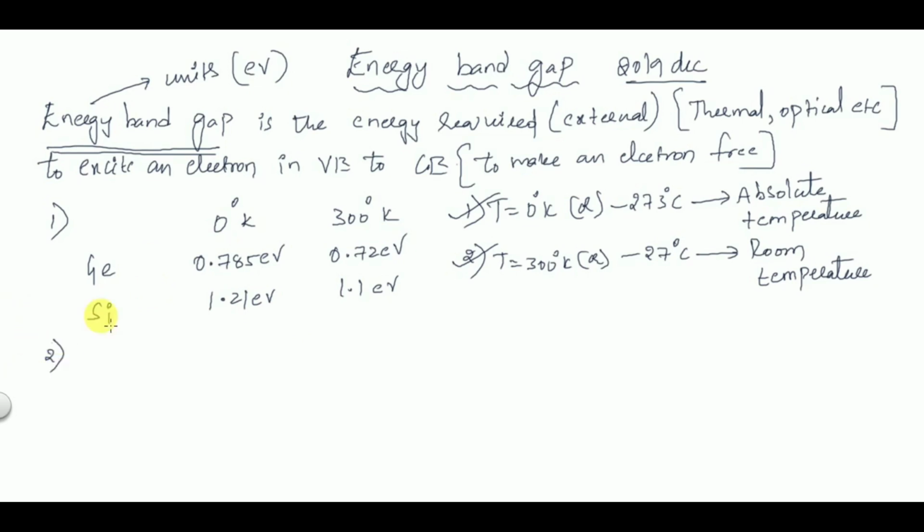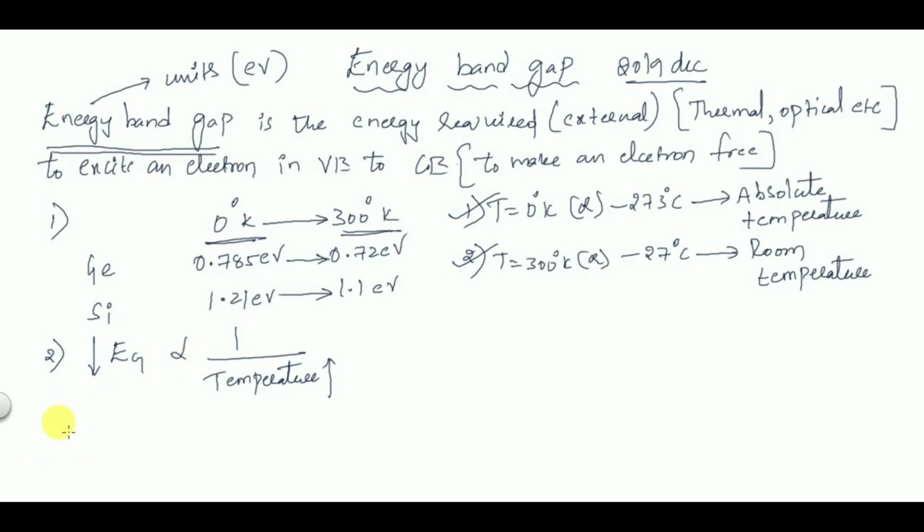The second point which you have to remember is, as you see from this table, as temperature increases from 0 degrees Kelvin to 300 degrees Kelvin, the energy band gap decreases. So the second point is energy band gap is inversely proportional to temperature. That is, as temperature increases, energy band gap decreases. This is the second point which you have to remember.